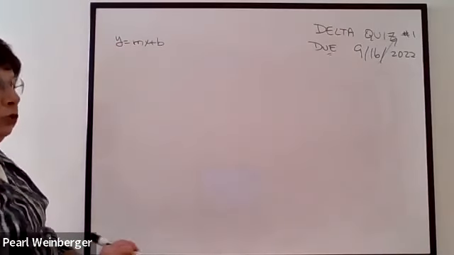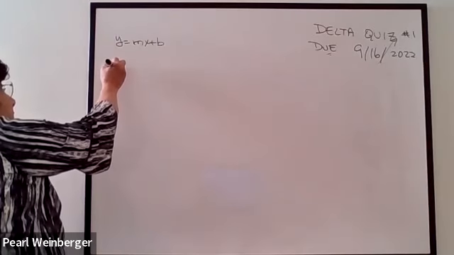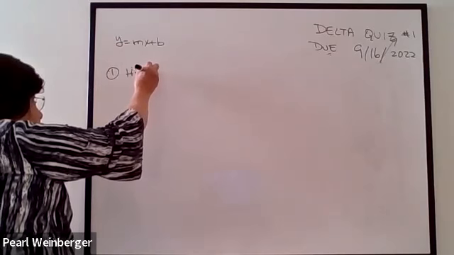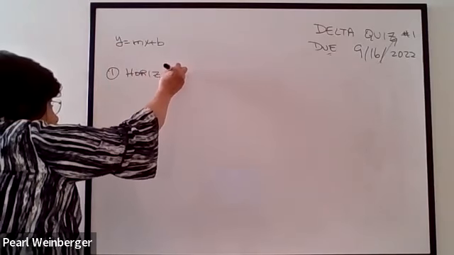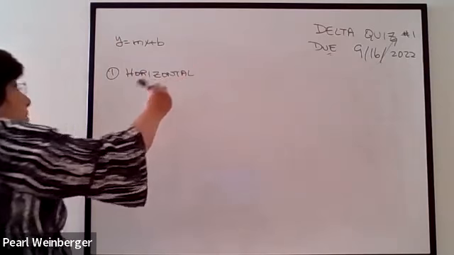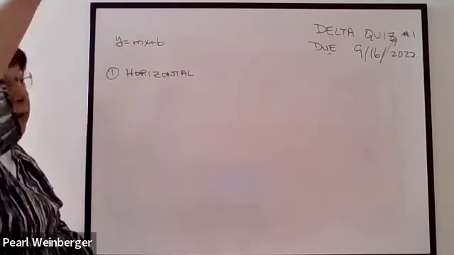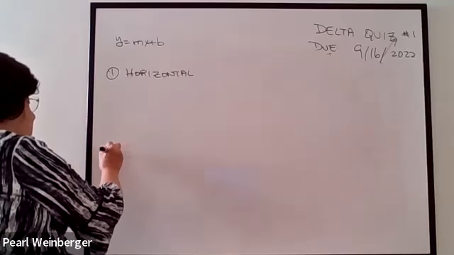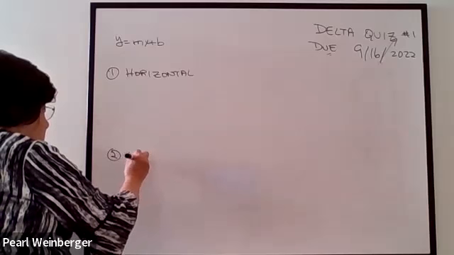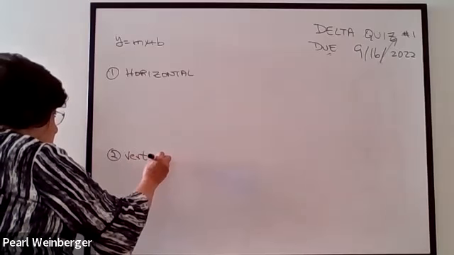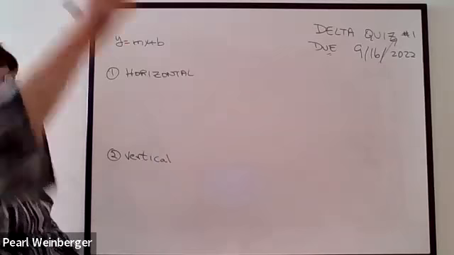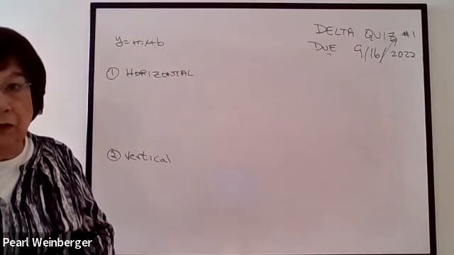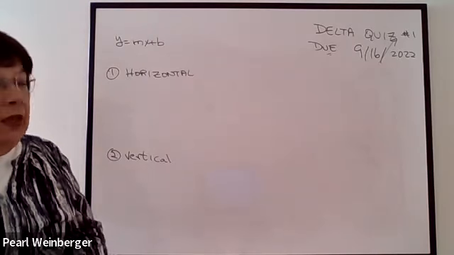But there are 2 special types of lines. There's something called horizontal lines, which are lines that go straight across. They don't go up, they don't go down, they just go straight across. And then there are vertical lines, which go straight up and down. And those equations are not in the form of y equals mx plus b.